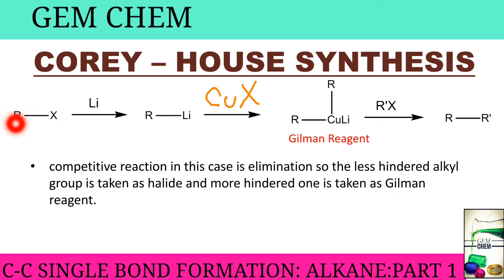In this, RX, that is an alkyl halide, gets substituted by lithium to form an alkyl lithium compound, which on reacting with copper halide forms Gilman reagent, or most importantly lithium dialkyl copper reagent, which on reacting with an alkyl halide produces a coupled product. Now in this case the competitive reaction is basically an elimination. So we use a less hindered alkyl group as the halide because backside attack takes place, and the more hindered one is taken as Gilman reagent, and this is important.